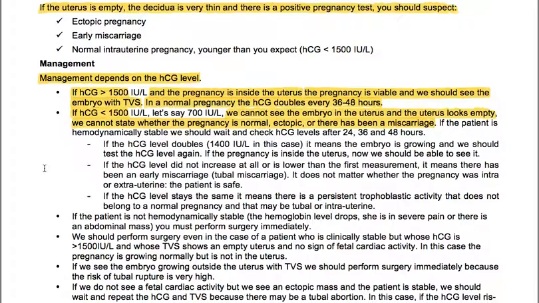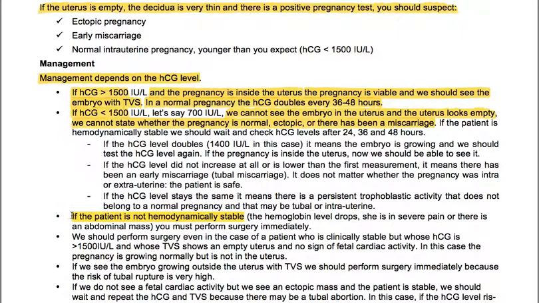The patient is safe. If the HCG level stays the same, it means there is a persistent trophoblastic activity that does not belong to a normal pregnancy, and that may be tubal or intrauterine. If the patient is not hemodynamically stable, that is, the hemoglobin level drops, she is in severe pain, or there is an abdominal mass, you should perform surgery immediately.